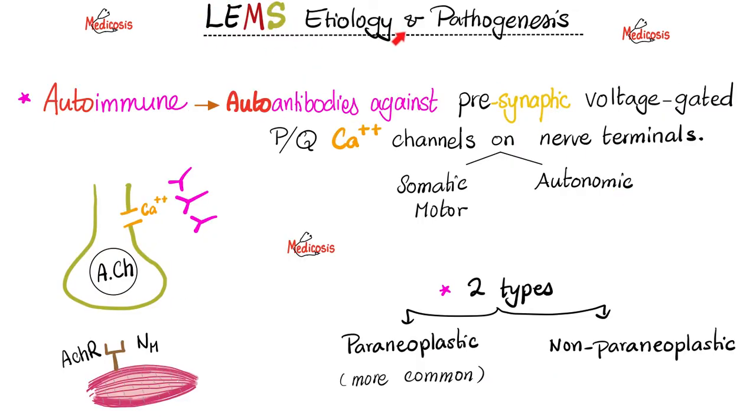What is Lambert Eaton Myasthenic Syndrome? It's an autoimmune disease where we have autoantibodies against the presynaptic voltage-gated PQ calcium channels on the nerve terminals. Some of these nerves are somatic motor, others are autonomic nerves. And we have two types of Lambert Eaton, the one that has cancer and the one that's not related to cancer. What cancer are we talking about? Most of the time it's small cell lung cancer.